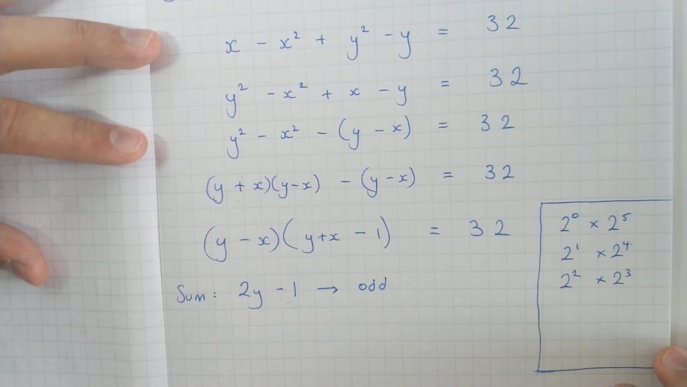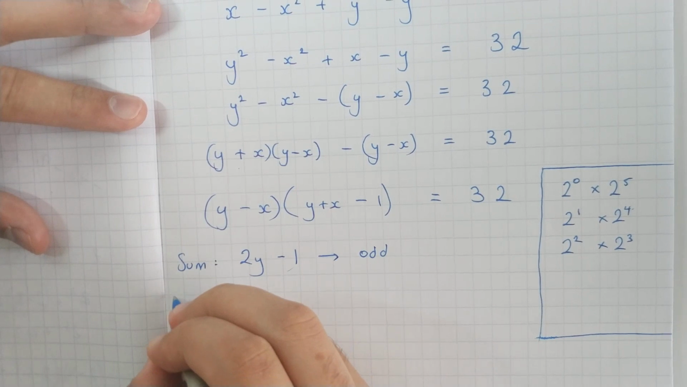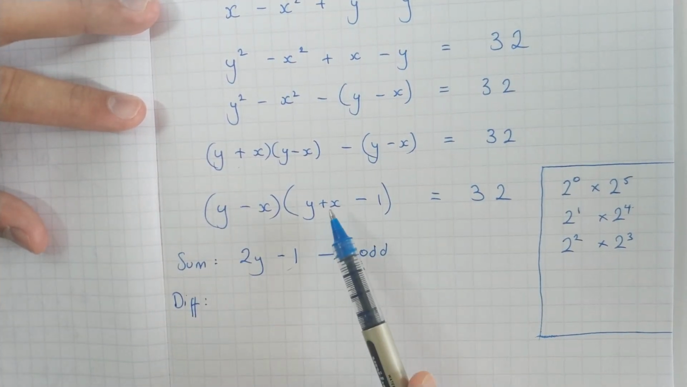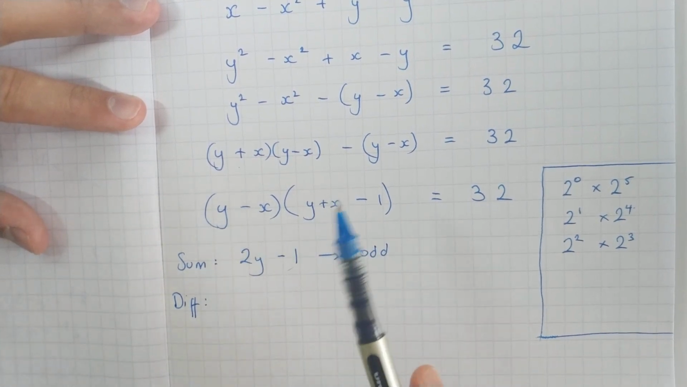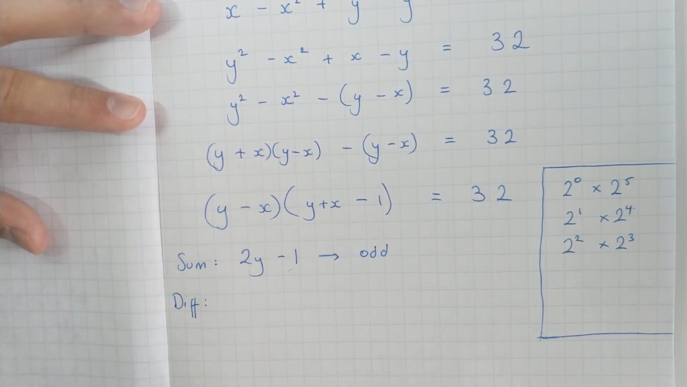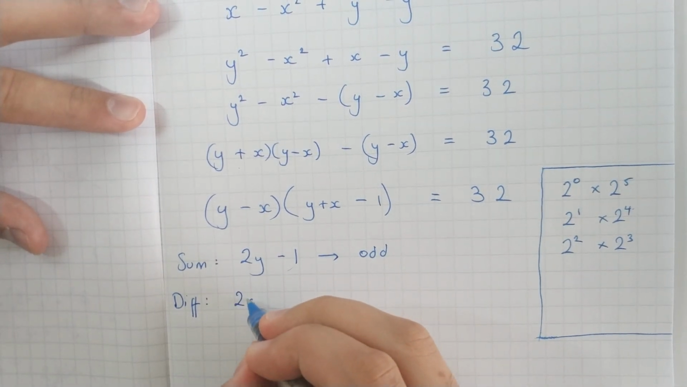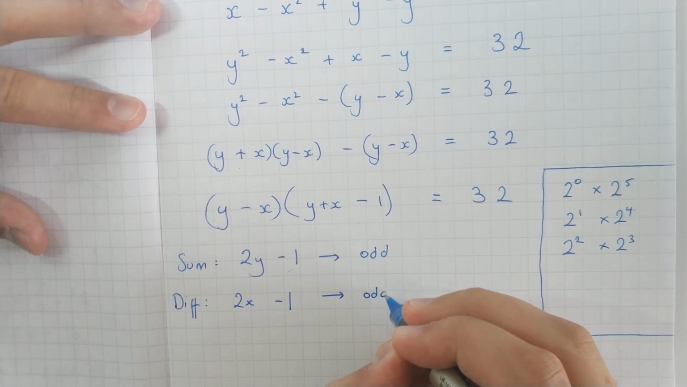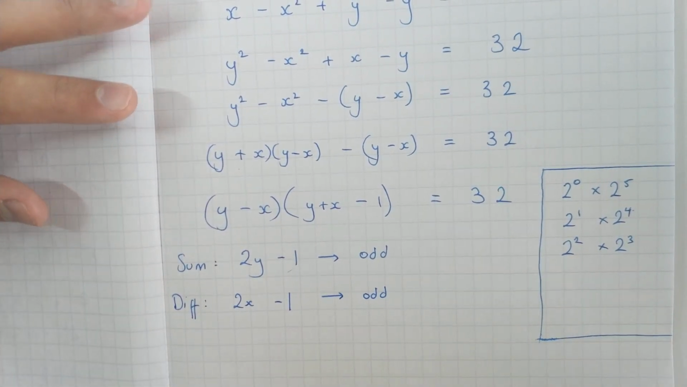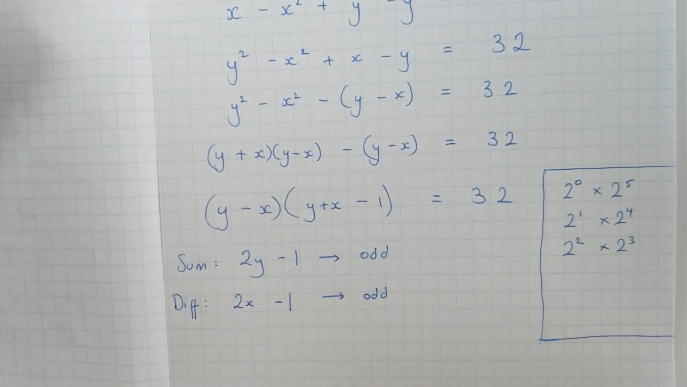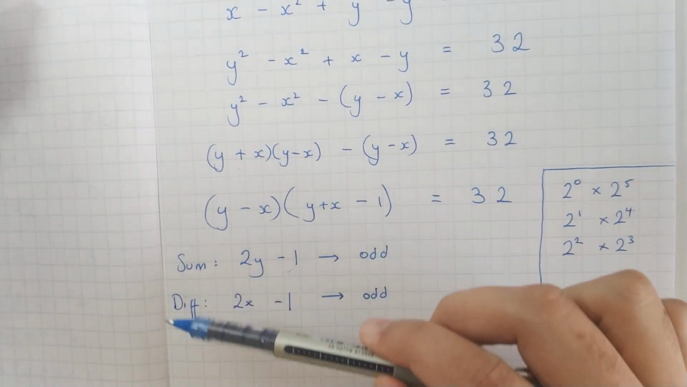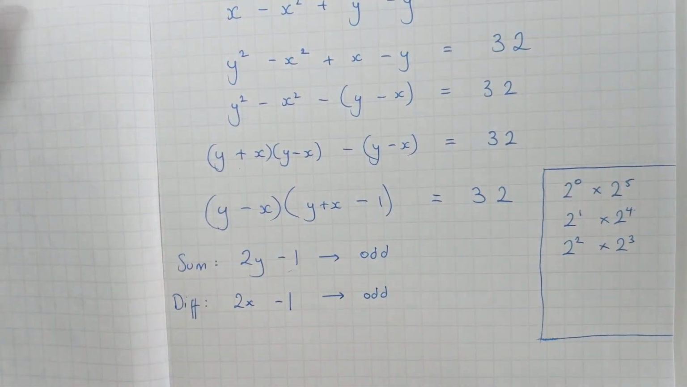And I'll do something similar for the difference. So the difference here between these two factors, of course, that's the bigger factor, so I'll take away that. If I do y, take away y, that's 0 y's. X, take away a negative x, that's 2x. And there's a minus 1 there. And of course this is again going to be odd because I know x has to be an integer. 2 times by any integer makes an even integer. If I take away 1, I get an odd integer. Therefore, both the sum and the difference of these two factors must be odd.